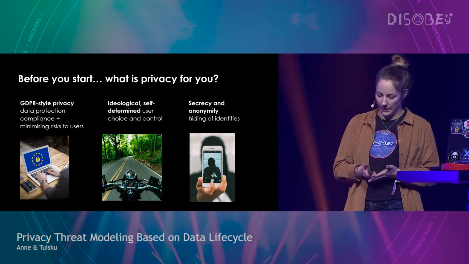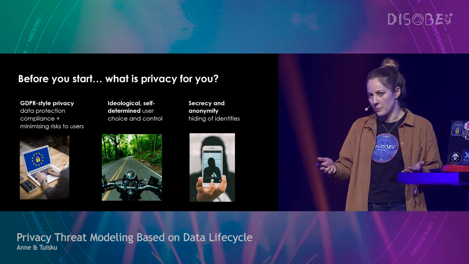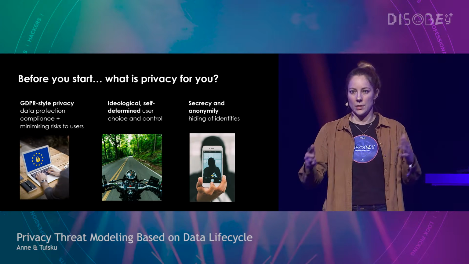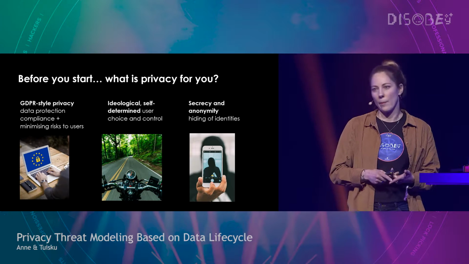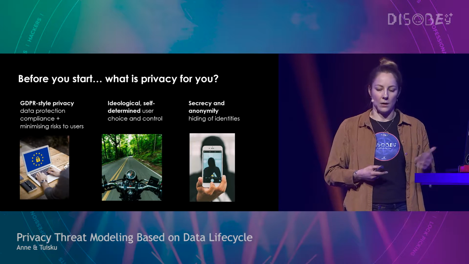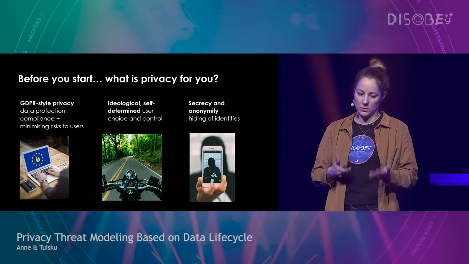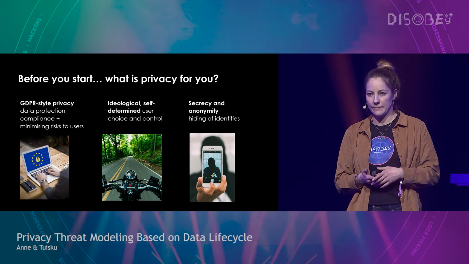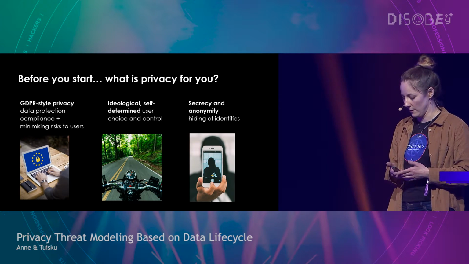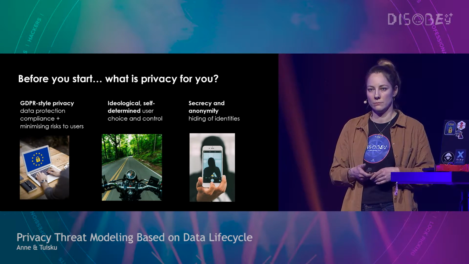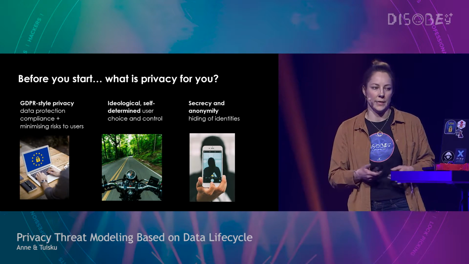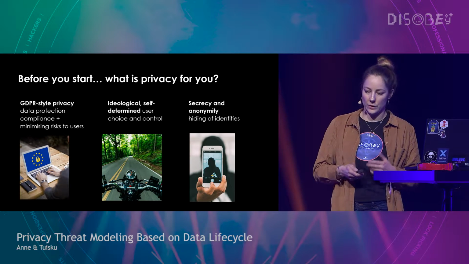So before you start threat modeling, you need to think about what is privacy to you, what kind of privacy you want to implement in your system or target of the modeling. So you probably need to do something about GDPR, how well the company protects the data. You might also want to do some kind of ideological, self-determined style, user choice and control. Or you may want to ensure secrecy, anonymity, hiding of data. Leave no trace.